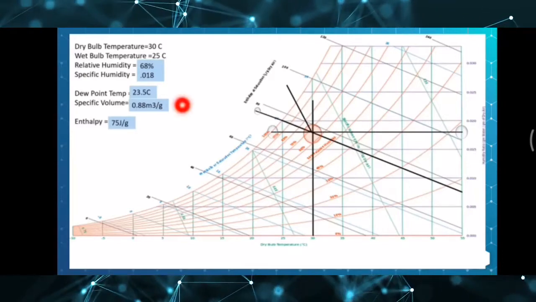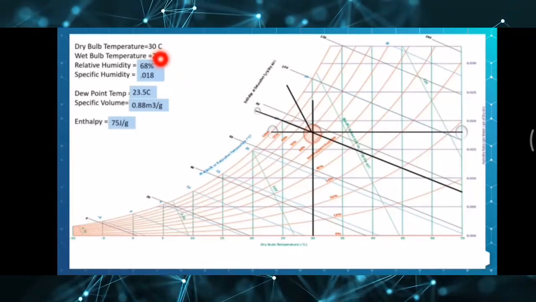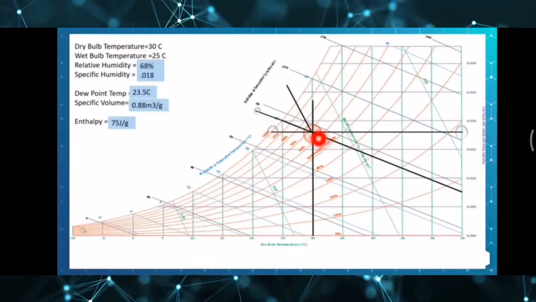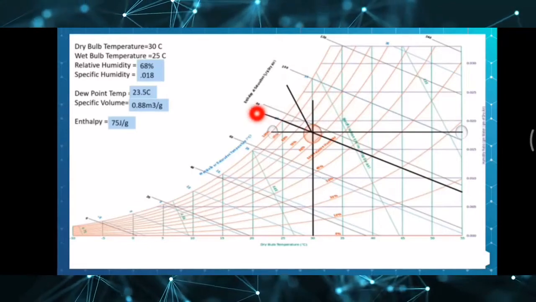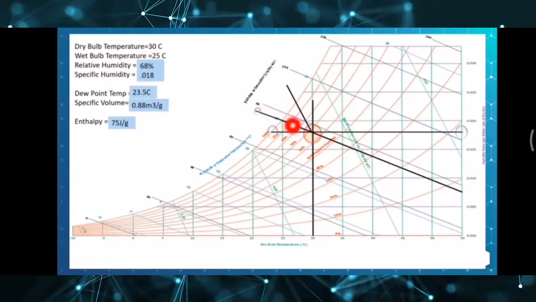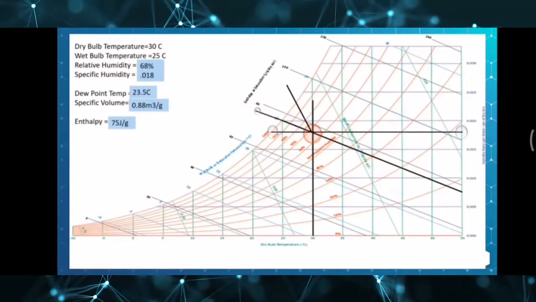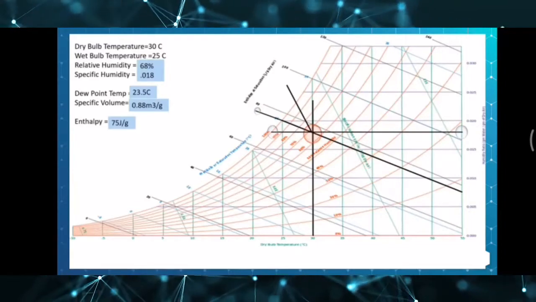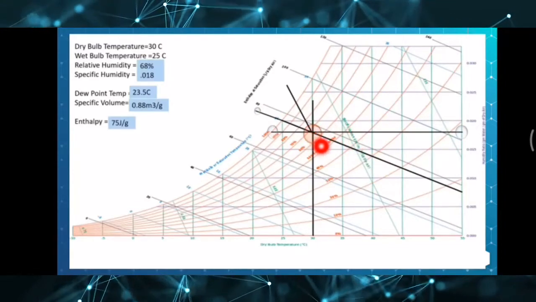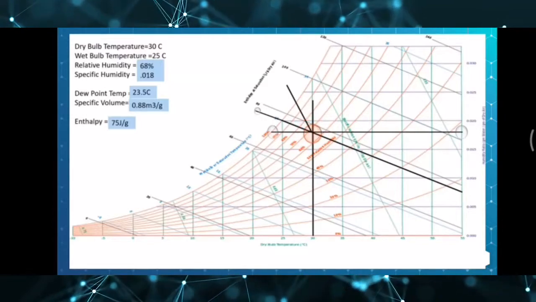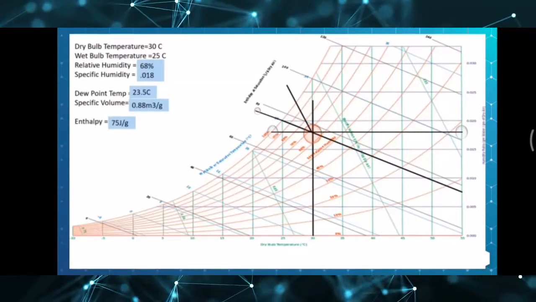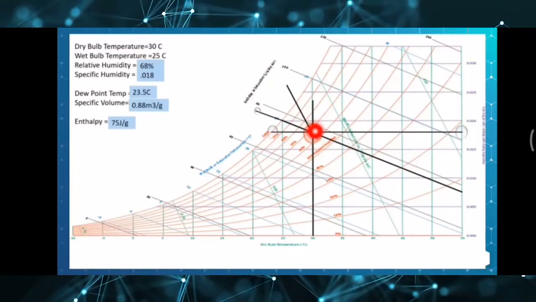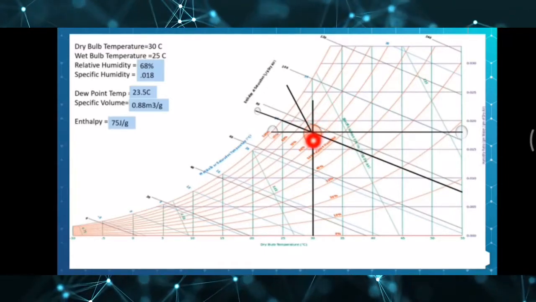For example, our wet bulb is 25 degrees centigrade. So these are the lines of wet bulb temperature. So our line would be parallel to the given parameter. Then we find the point of intersection. So this is our point of intersection. What we have to do next is draw a line from the point of intersection to the point of the required parameter scale.